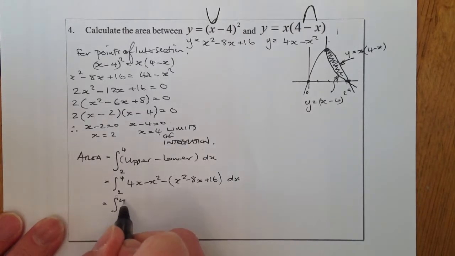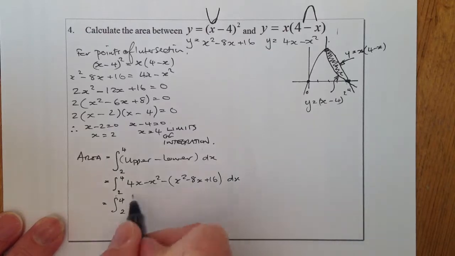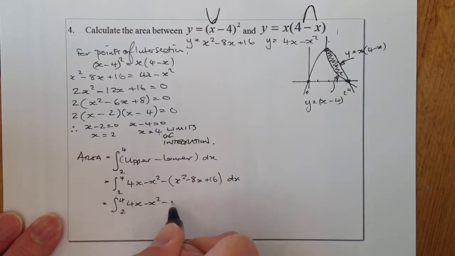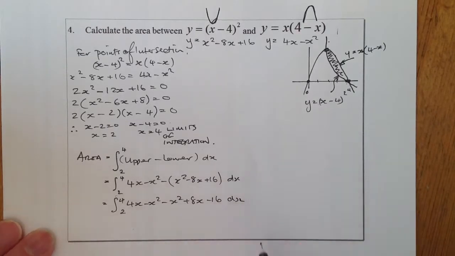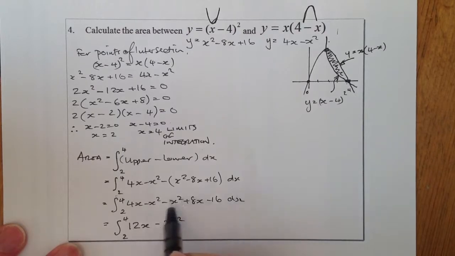Right, so still not ready to integrate yet. What I'll do is multiply that out first of all. Right, and from there I'm going to gather up the parts that I need to gather, between 4 and 2, that's a limit. So that will give me 12x, minus 2x squared, and a minus 16 sitting at the end there. And I'm going to integrate that all with respect to x.